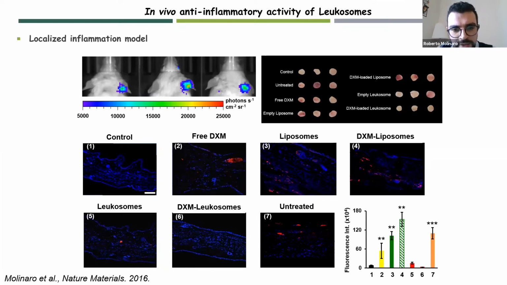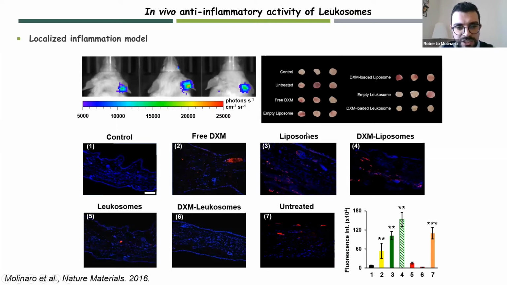You can see here in those immunofluorescent stainings, where nuclei are in DAPI while LY6G neutrophils are in red, the group treated with dexamethasone-loaded leukosomes, which is group number 6, showed a reduction of the neutrophil infiltration, which means a reduction of the inflammatory processes.